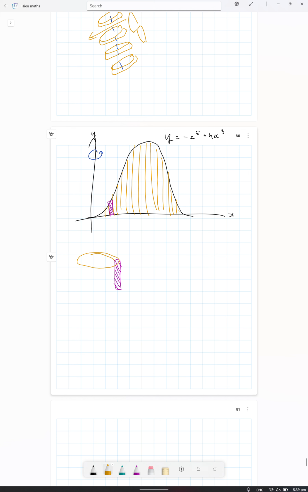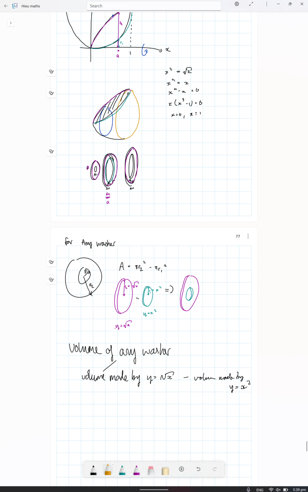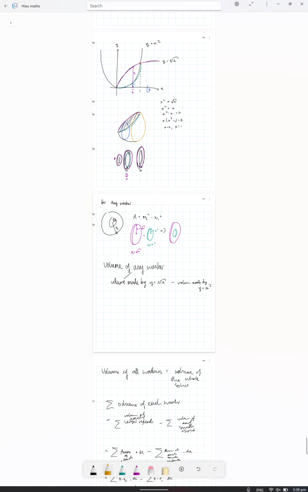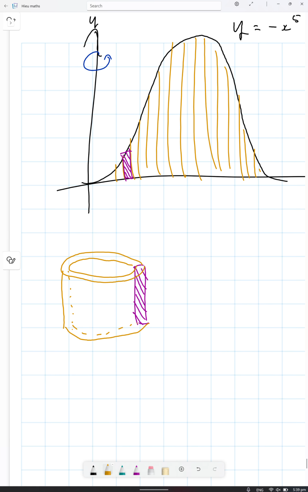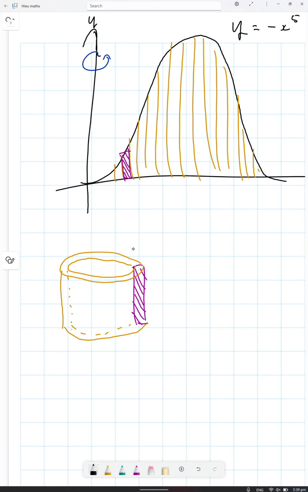This creates a sort of cylinder, which is similar to what we were doing with the washer. Remember, something like this, right? Except that's just really tall. So in this case, what's going on? What we have is this is the height, right? Actually, let's try to think of this.